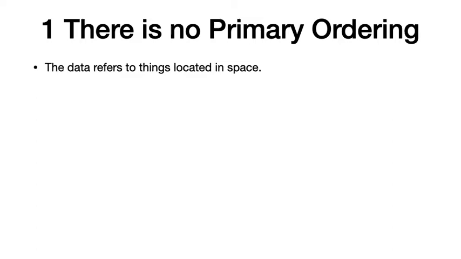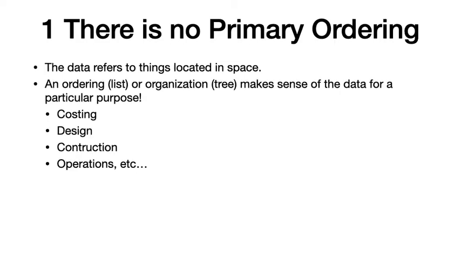So the data that we talk about in a building is just things located in space. And there is no platonic data structure that is correct. Like I said before, when I was talking about the definition of BIM, there can be many, many structures. And so, for instance, the costing team might have one way of organizing all the data in a building. The design team has one way of organizing things. Who's designing what?